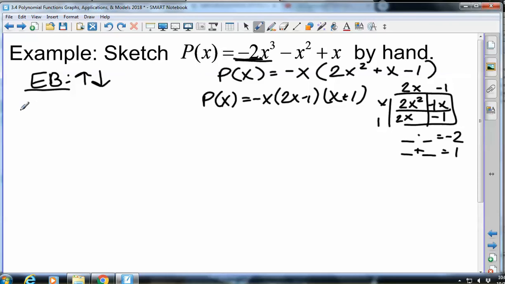So now we can list our zeros. What makes a negative x equal 0? 0. What makes 2x minus 1 0? And x plus 1? All of those are to the first power, so what do you know is happening at all of them? Going through. Odd powers go through.